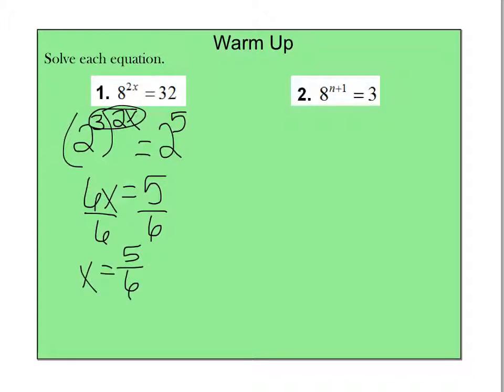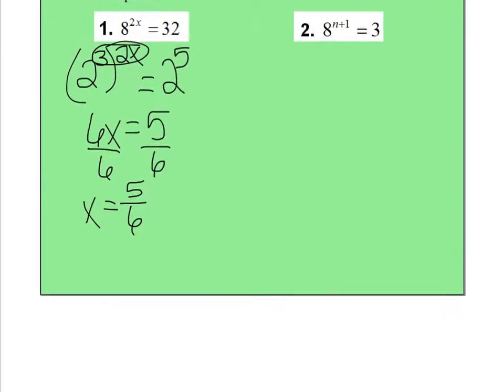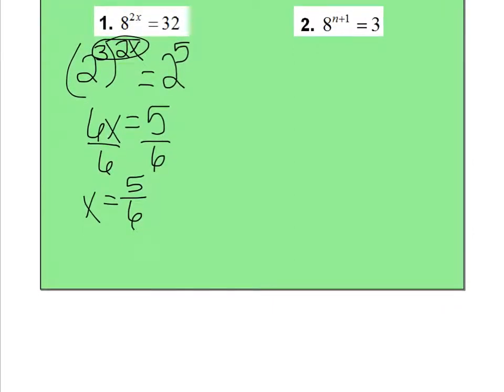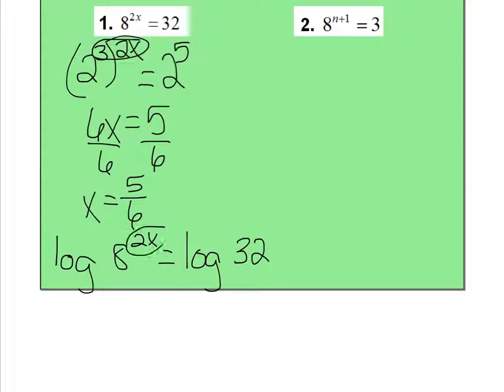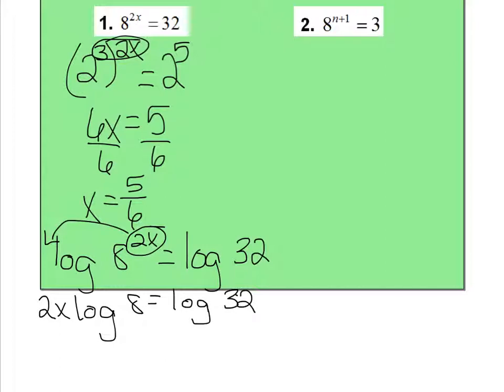Now let's say you didn't notice that they had the same base, and you introduced a log into both sides. So if you did that, you would have log 8 to the 2x is equal to log of 32. We would then take this exponent and move it out front. So it'd be 2x log 8 equals log 32. Divide both sides by log 8.